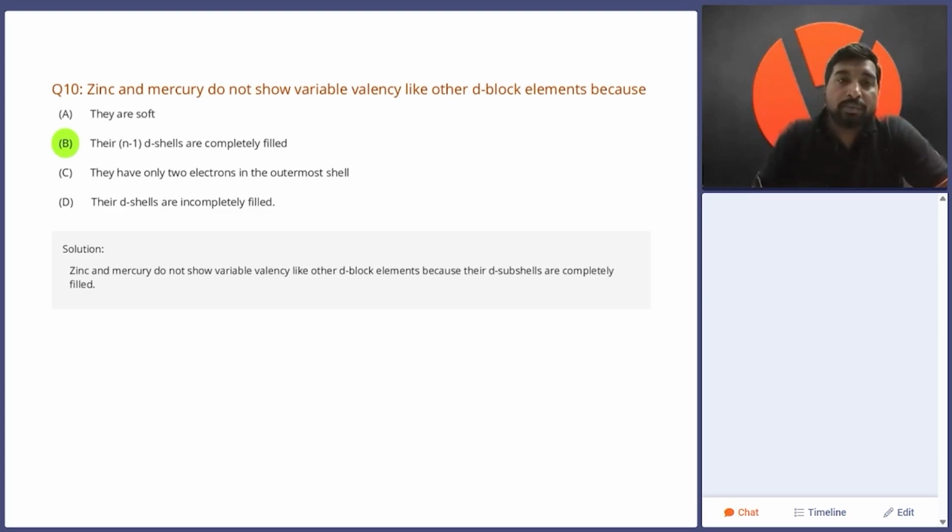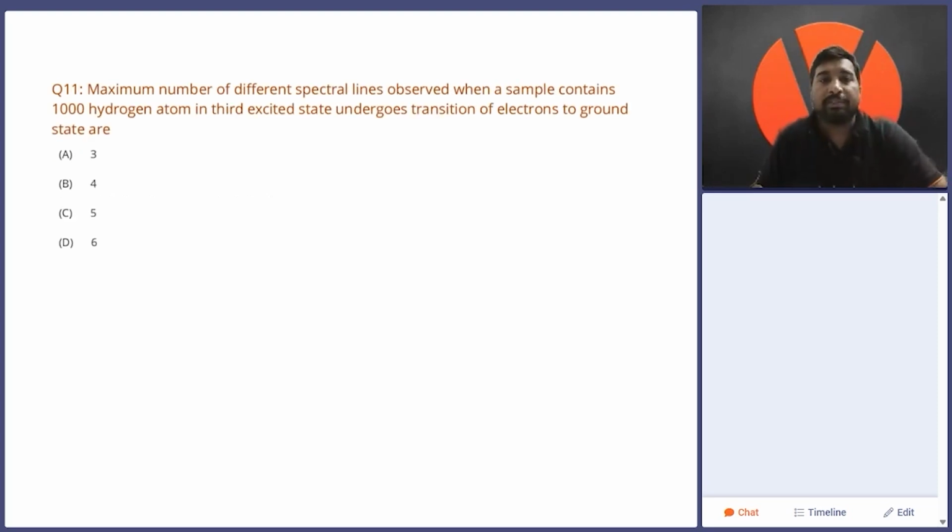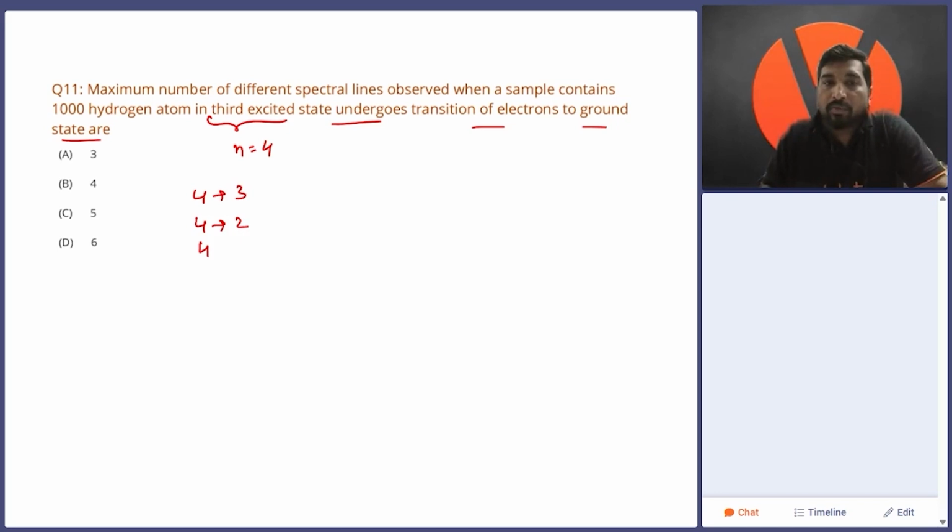This is question number 10. Come to question number 11. What is the maximum number of different spectral lines observed when the sample contains 1000 hydrogen atoms? It means the number of hydrogen atoms is sufficient. In the third excited state, meaning n is equal to 4, electrons undergo transition to the ground state. Now we will check how many transitions are possible: 4 to 3, yes; 4 to 2, yes; 4 to 1.